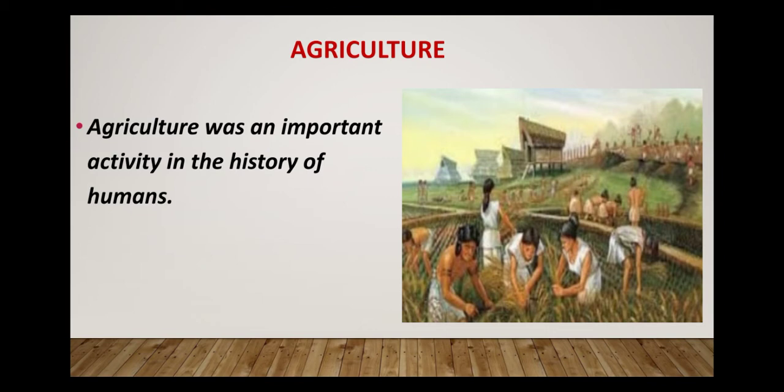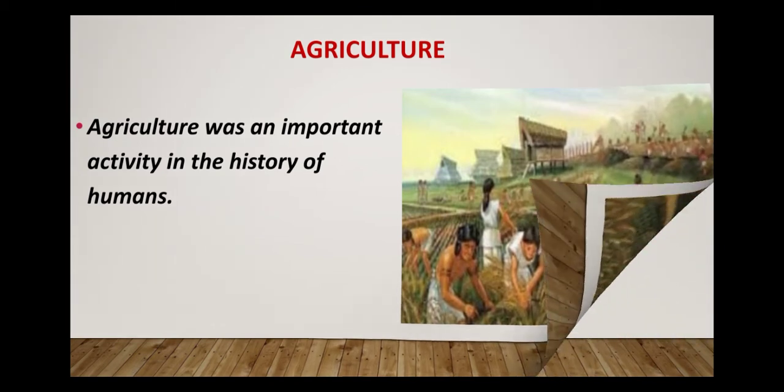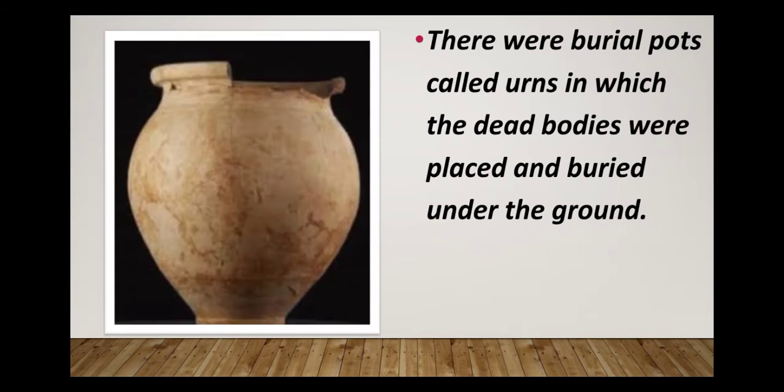Agriculture. Agriculture was an important activity in the history of humans. They started cultivating crops. They sowed the seeds and harvested the crops. They found it convenient to live along the river as the crops grow well. There were burial pots called urns, in which the dead bodies were placed and buried under the ground.